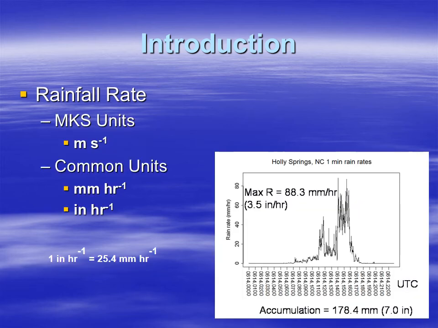Rainfall rates are typically measured in MKS units, which would be meters per second, which looks like a speed or velocity. But more commonly here in the United States, we typically measure rainfall rates in inches per hour. And in most other countries, they use millimeters per hour. So that's a little bit about the rainfall rate mathematically. And we'll talk a little about the history of rain gauges in our next video.